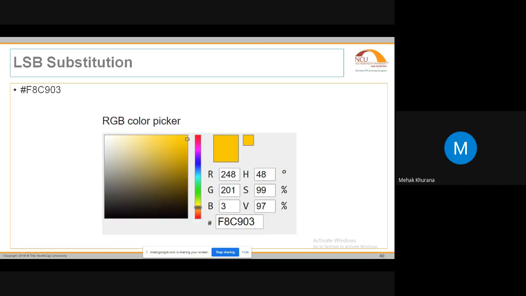So the actual intensity, or actual color, that was selected from the image was this color which I selected, and now I am going to add the data inside this image.